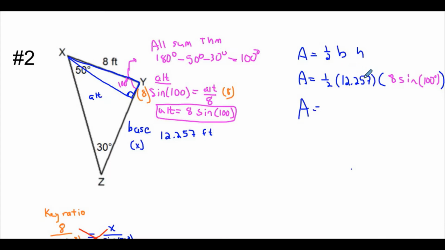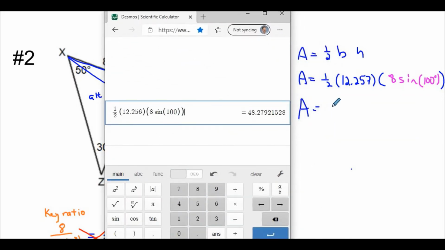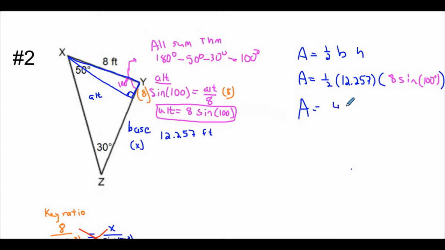So we're just going to type in 1/2 times 12.257 times 8 times sine 100, which if we type in Desmos, making sure that it's in degree mode, comes out to 48.279. And that, of course, would be in feet squared, because we're talking about area.